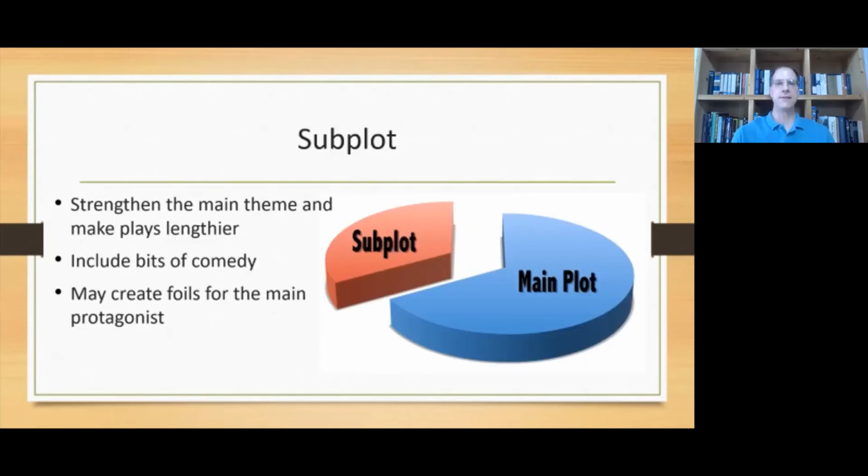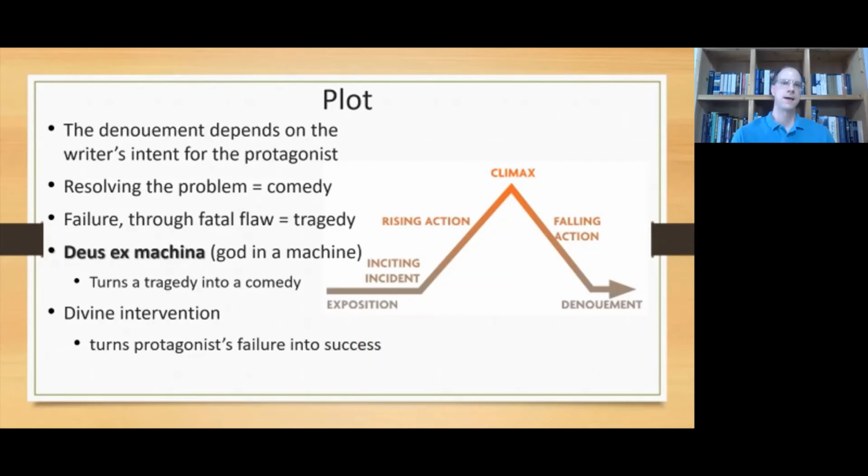Plays are made lengthier through subplots that can strengthen the main theme, and can include bits of comedy into a serious play, or may create foils for the main protagonist. The denouement of the play depends on the writer's intent for the protagonist as either a comedy or a tragedy.